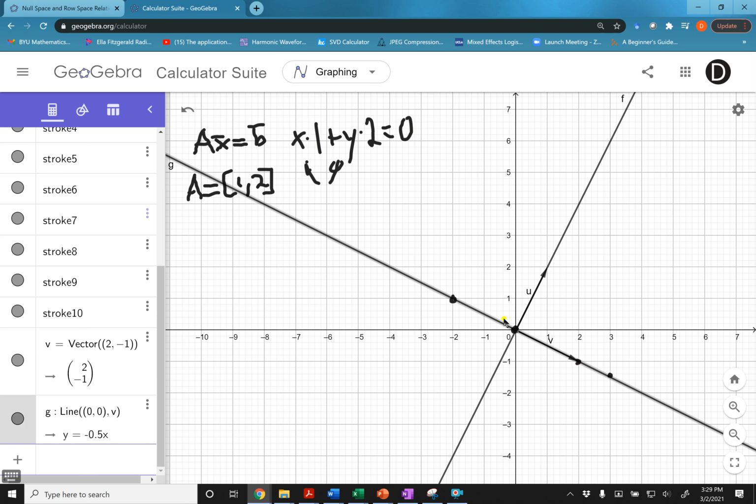So that vector v is a vector in the null space, and the span of that vector, since in this case we only have a one-dimensional null space, will be a line. So this line that is made by the span of v, that's our null space. This line made by u is our row space.